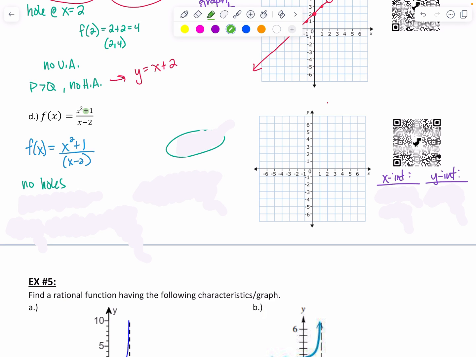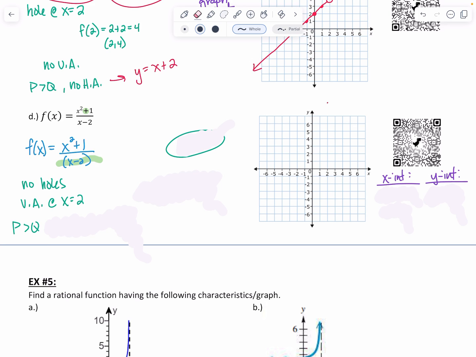There is, though, a vertical asymptote on this graph. It looks like at x equals 2, right? Looking at my degree of my top versus my degree of my bottom, it looks like I have a degree of 2 versus a degree of 1, and so P is greater than Q.